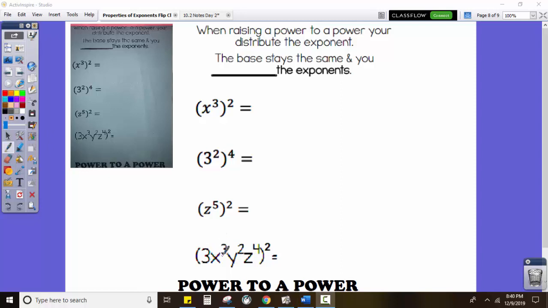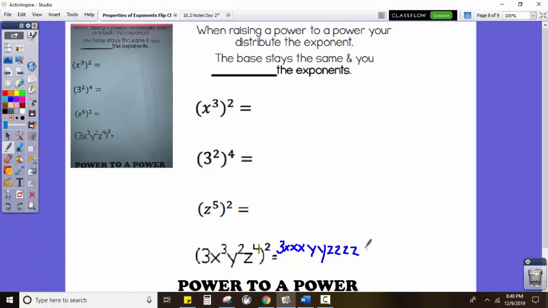3 times x to the third times y to the second times z to the fourth, all to the second power. So remember, that means I need two groups of this expression, 3x to the third, y to the second, z to the fourth. So I'm going to start by writing 3 and then times x, x, x, because that's x to the third, y, y, because that's y to the second, and then z to the fourth, z, z, z, and z. So that's the first group of it.